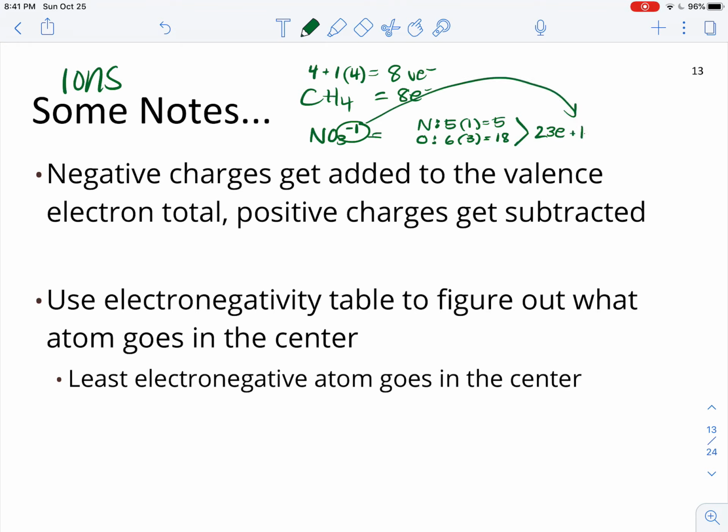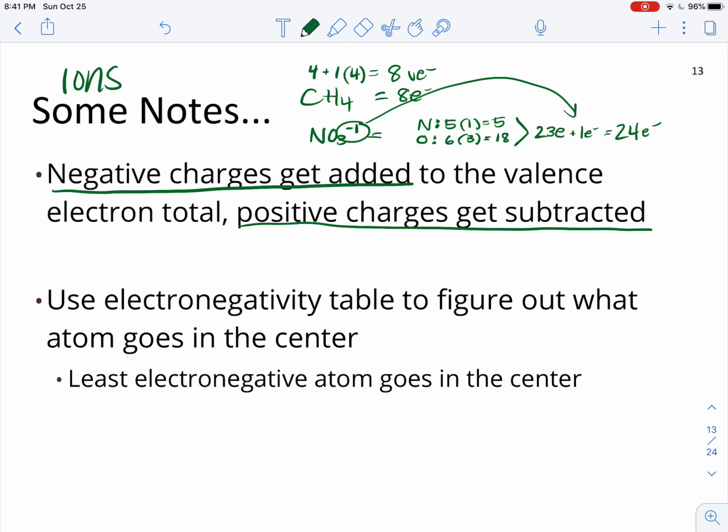This negative charge means that I'm adding 1 more electron. And it's saying 1 because it's -1. If it had a charge of -2, then I would be adding 2 electrons. So my total number here would be 24 electrons. So negative charges get added because we're adding electrons. And if I had a positive charge, I would actually take away an electron. Remember, that's actually what makes that ion positive, because it donated an electron.